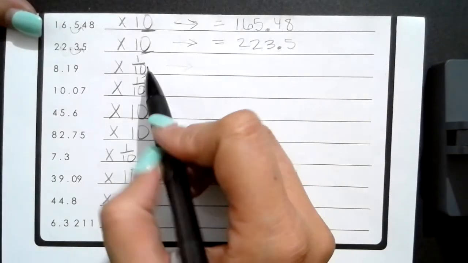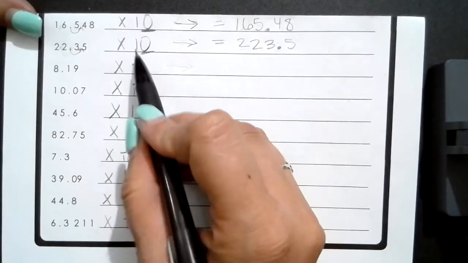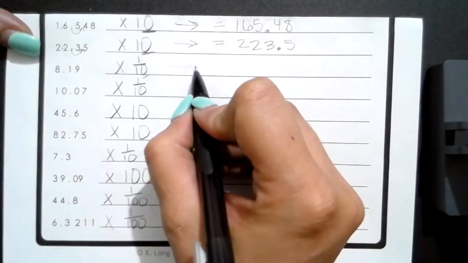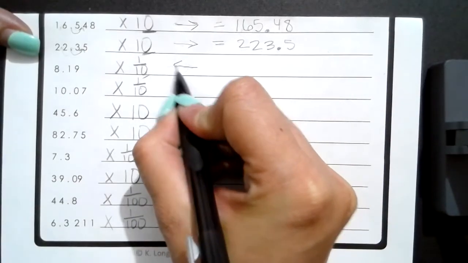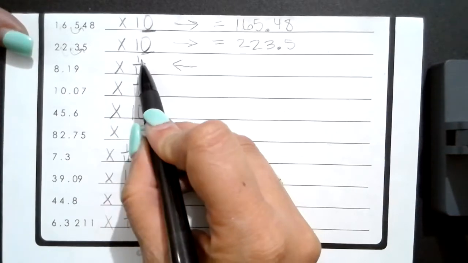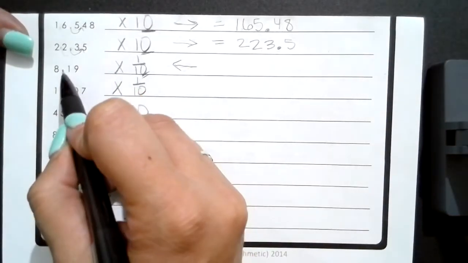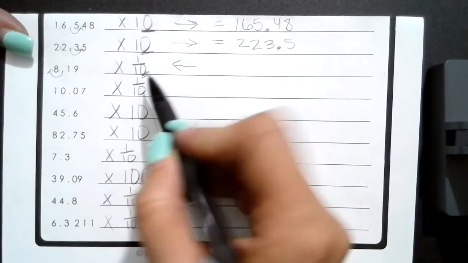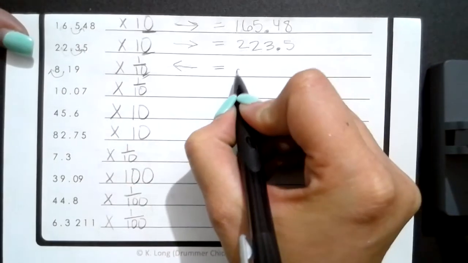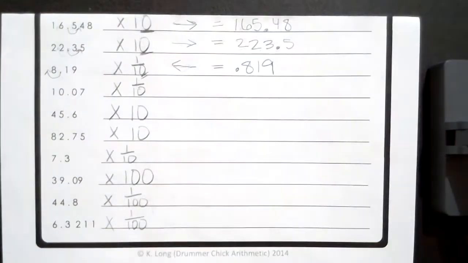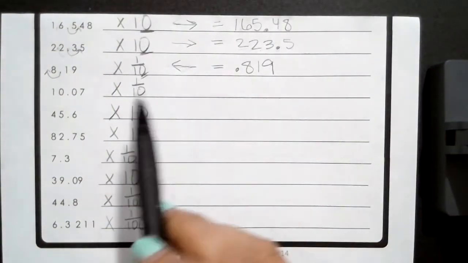So same theory. I need my number, I'm multiplying by a fraction, so my number is going to get smaller. It's kind of like dividing. So I'm going to pick up that fraction and I'm going to move it this direction, however many zeros are here. So I'm doing by 1/10. I'm going to pick up that decimal and I'm going to move it this way one time because there's 1 0, and it is equal to 0.819 or 819 thousandths, right?